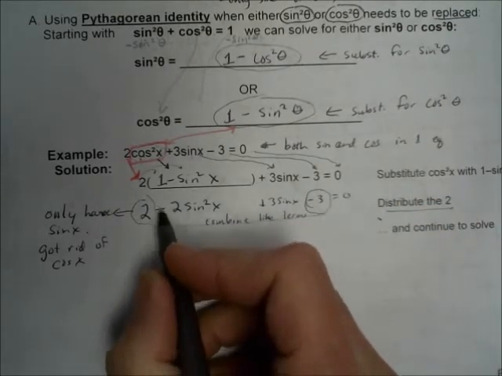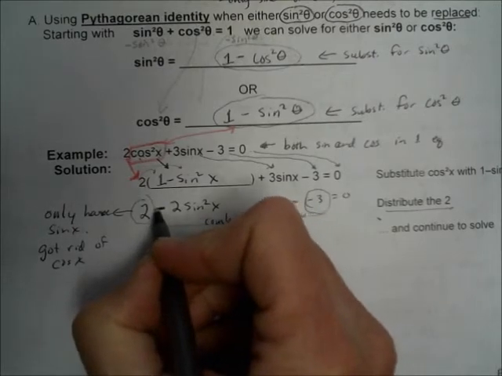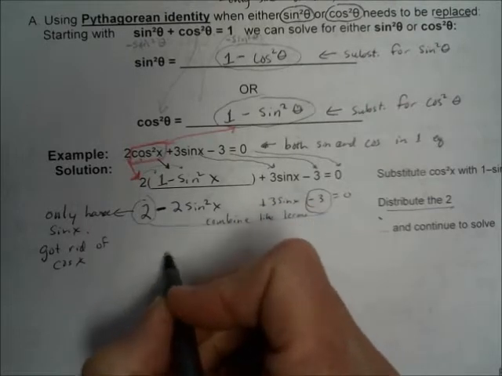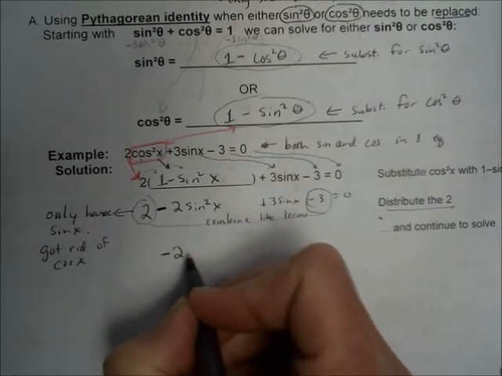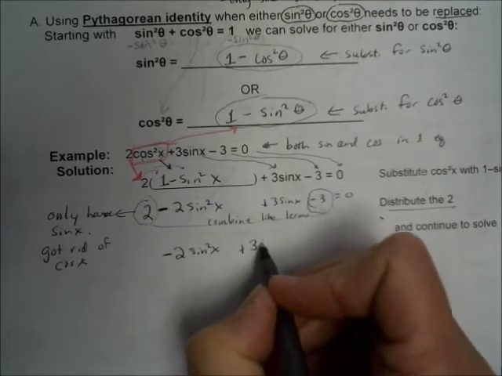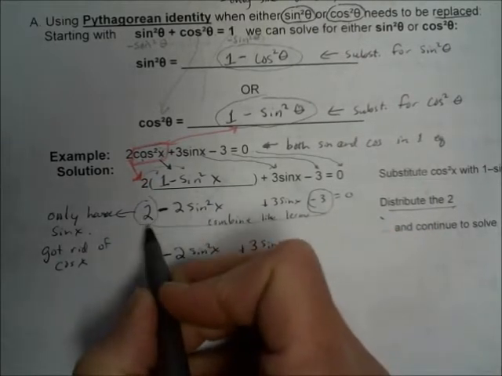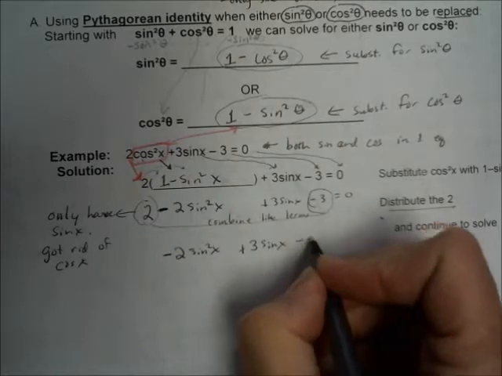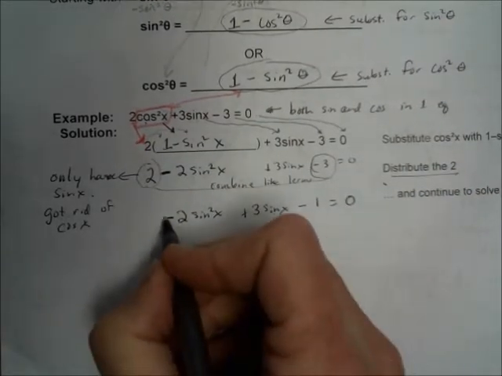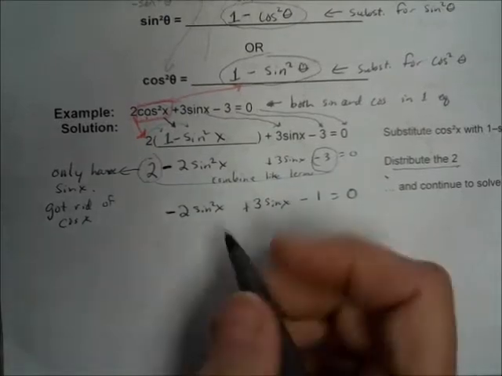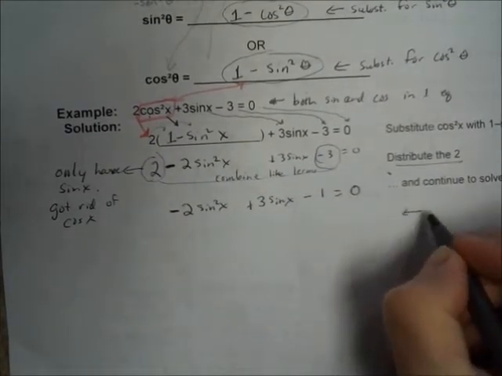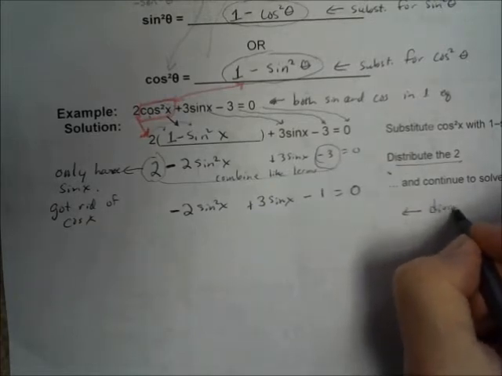So what we have is this negative, and be careful of this negative when you drop this down. You almost always have a negative out in front of sine squared. So we'll drop this negative 2 sine squared of x. We'll drop down this plus 3 sine of x, and we'll combine like terms. 2 minus 3 is minus 1 equals 0. And we don't like to have a leading coefficient be negative. So what we're going to do is divide everything by negative 1.